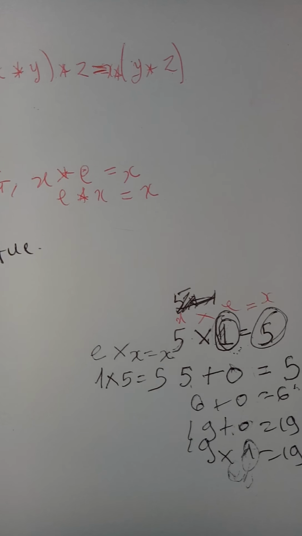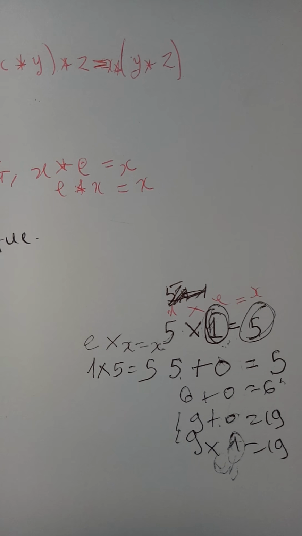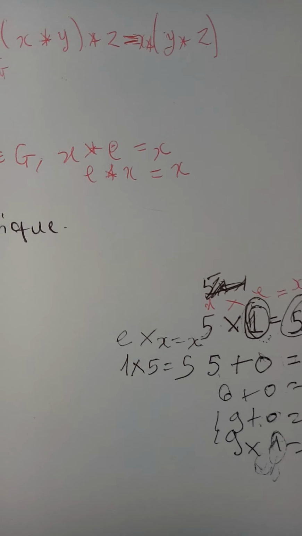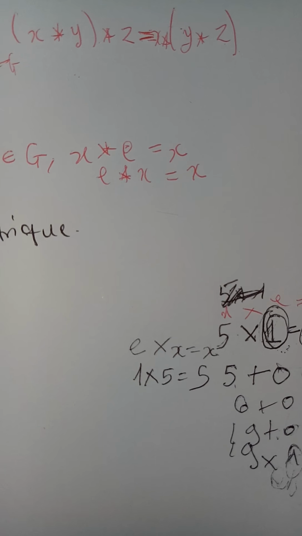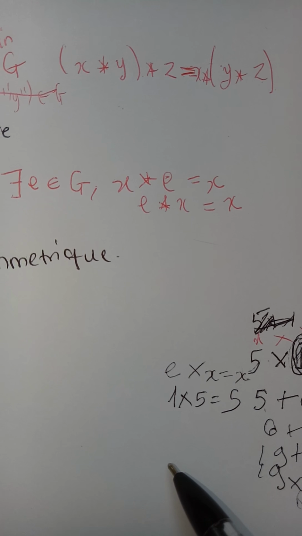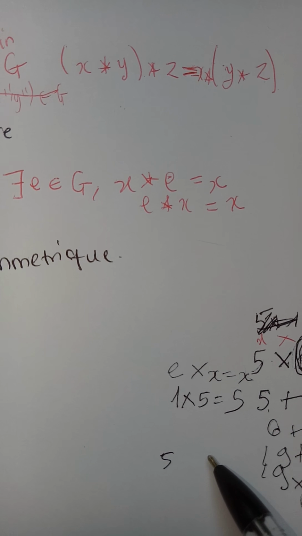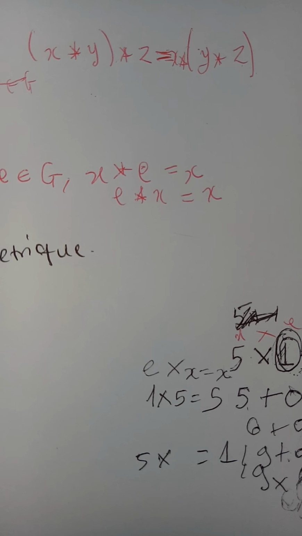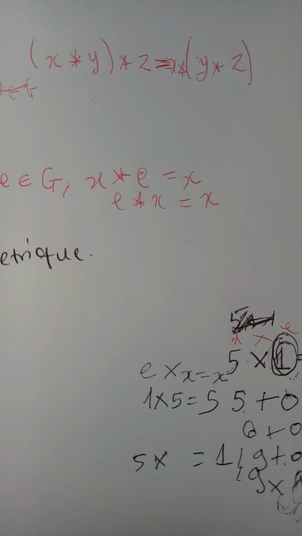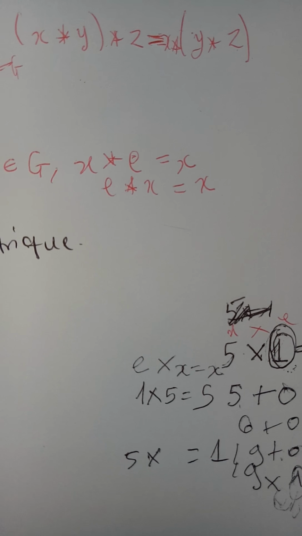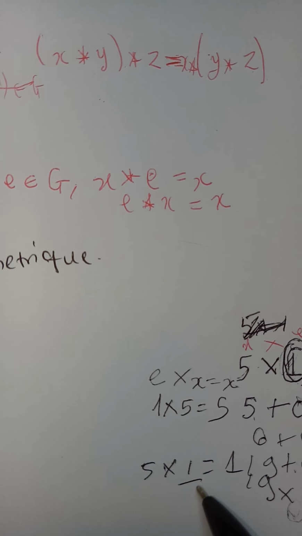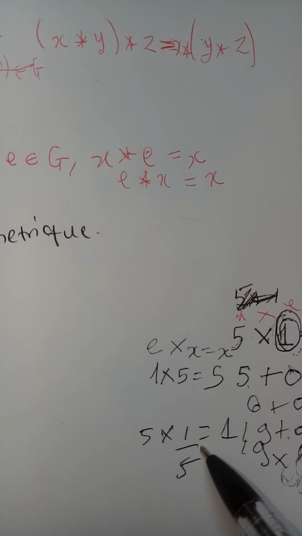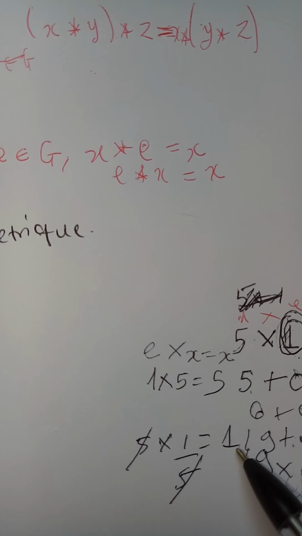Just like I did here, I'll give another example. Let's look at multiplication and addition. Now I have 5 times something should give me 1, because we're working with the inverse. So what is the inverse of 5 in multiplication? It's 1 over 5, right? Because if I do this and cancel this, I will get 1.